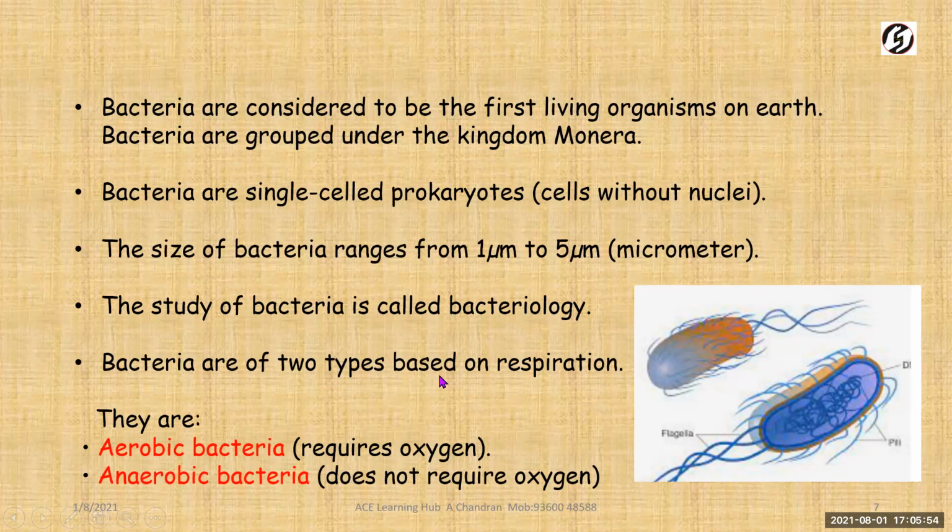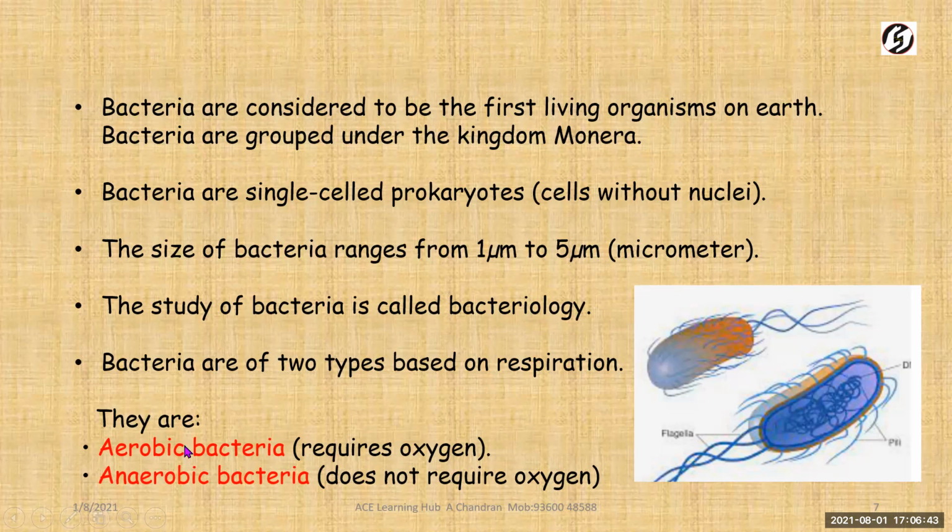Basically, bacteria can be grouped into two types based on their respiration, how they breathe. One is aerobic bacteria, the other is anaerobic bacteria. Aerobic type requires oxygen to breathe and live. Anaerobic ones don't need oxygen to breathe. Without oxygen, they can survive. So bacteria come under Monera, are single-celled, sized 1 to 5 micrometers, and the term for studying them is bacteriology.